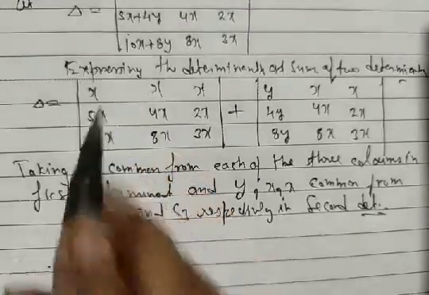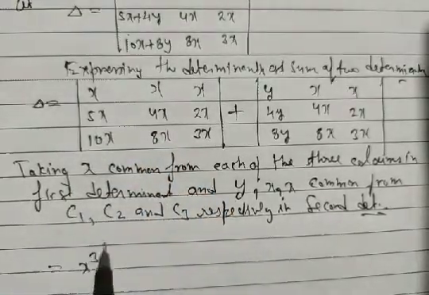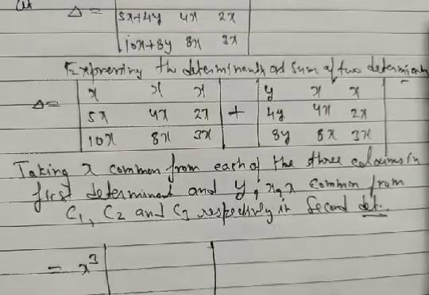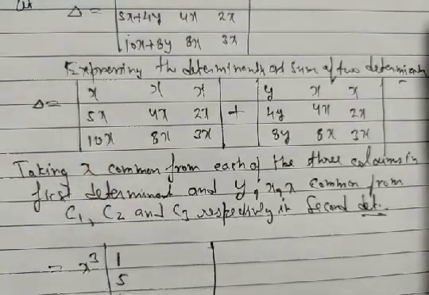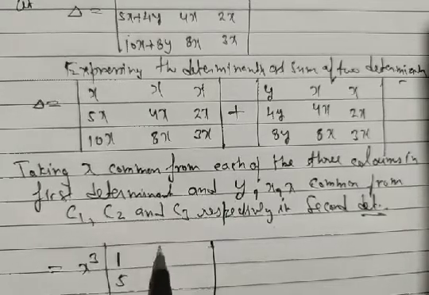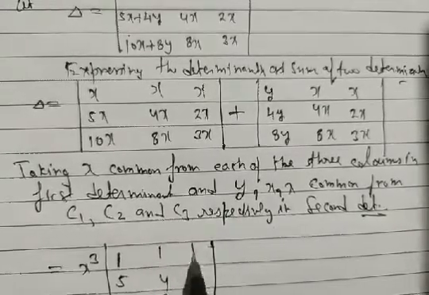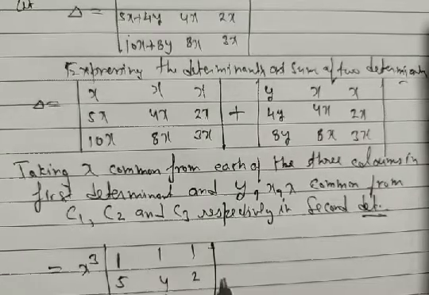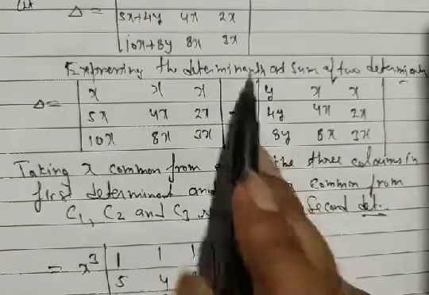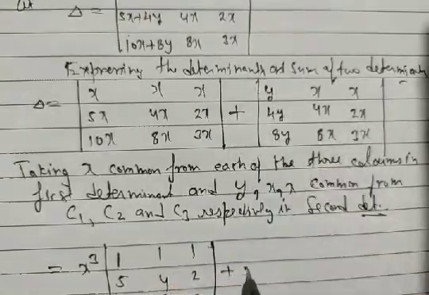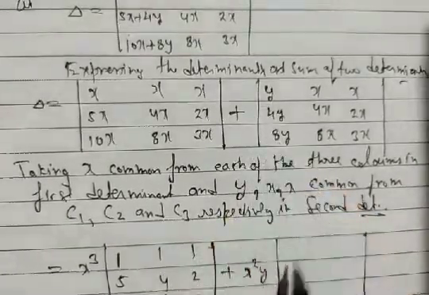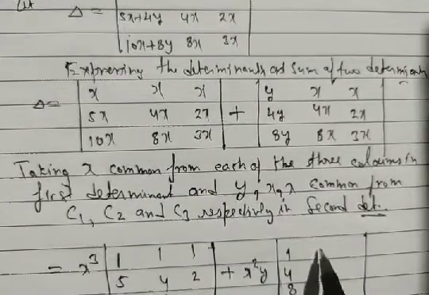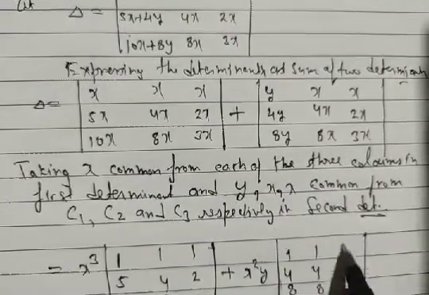We get x into x, we get x cube there. Now we are taking common x, then here we have 1 5 10, 1 4 8, 1 2 3. Here we are taking common y, and then x into x, then we have x square into y, and here we have 1 4 8, 1 4 8, 1 2 3.